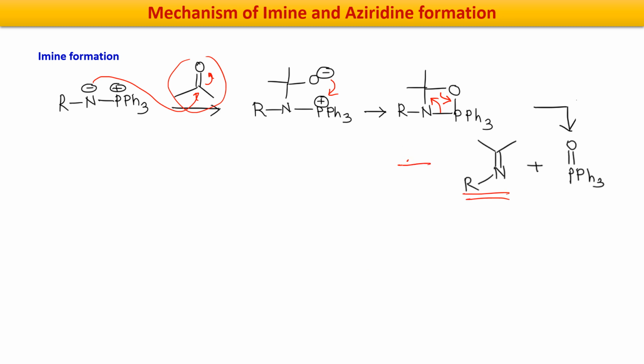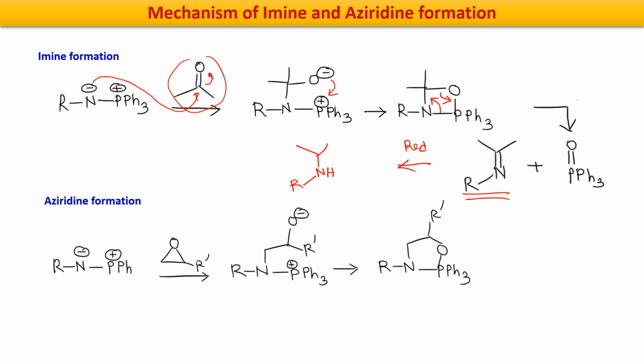And the next step, as we know, there will be P double bond O and C=N double bond. So this is the imine that you are getting. If you want to reduce it, you can do reduction. And in that case, you will end up with NHR. So this is a method for the formation of secondary amine, right? For imine reduction, you can use NaBH3CN. Then we will see another mechanism which is for aziridine formation. So in aziridine formation, we have taken epoxide.